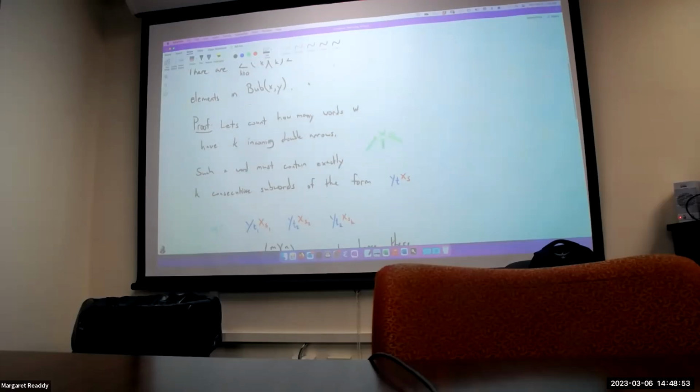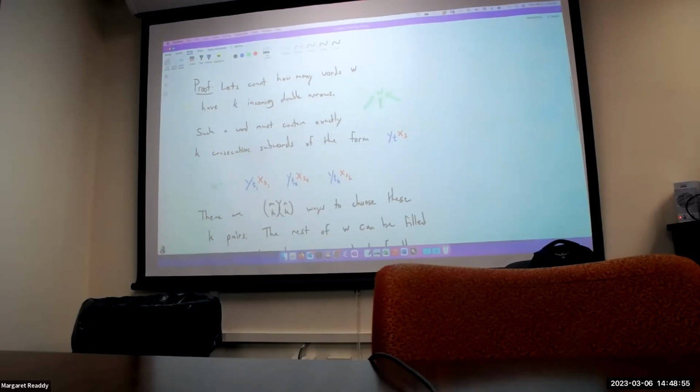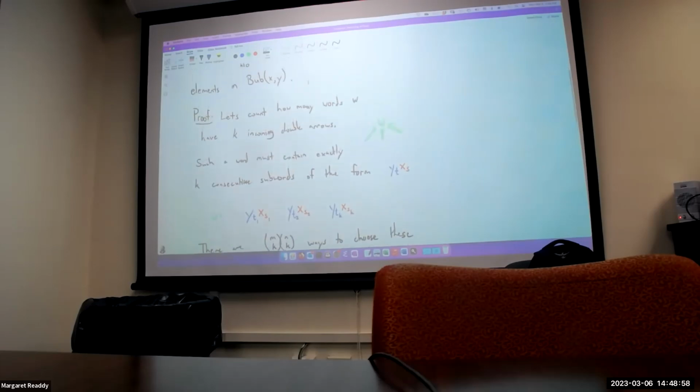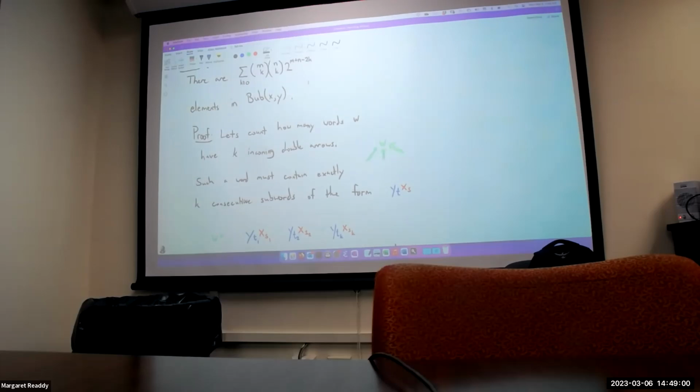Let's look at his proof of this. I want to count how many words there are, and I'm going to do this with a restriction. I'm going to count how many have k incoming double arrows, because we have the sum here, so I want to divide this into cases. This parameter k tells me how many double arrows are pointed into the word. Remember, double arrows mean transposition, so I'm saying how many transposition moves I can undo here. It means we want exactly k consecutive subwords where I have a y followed by an x.